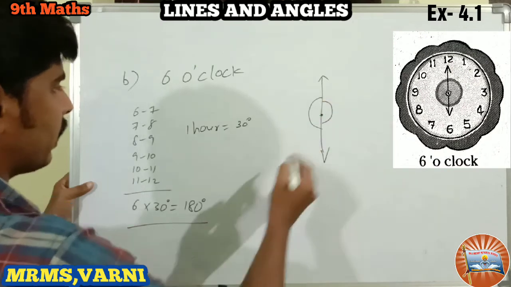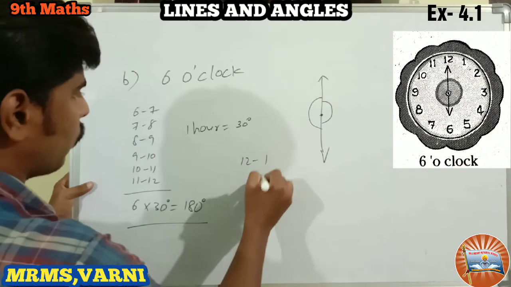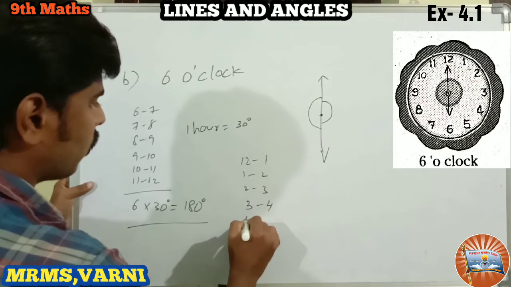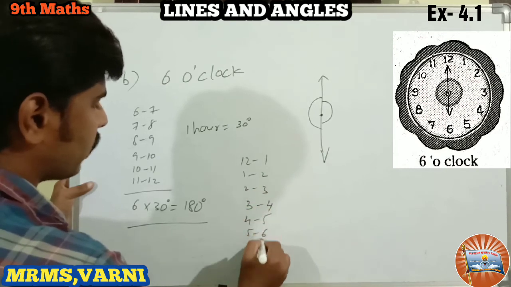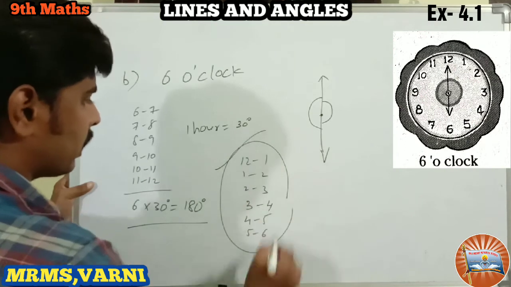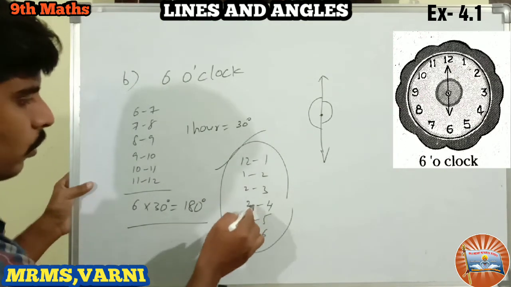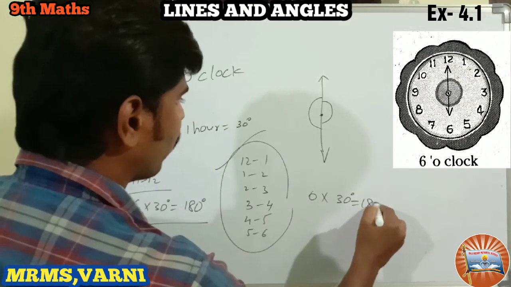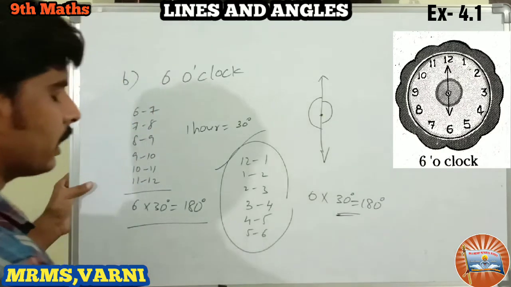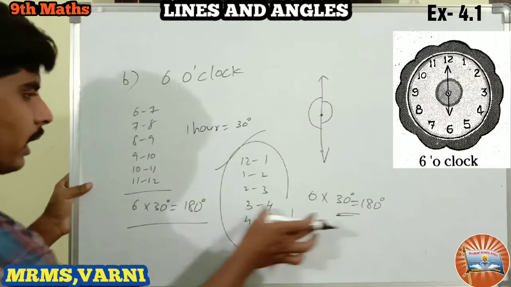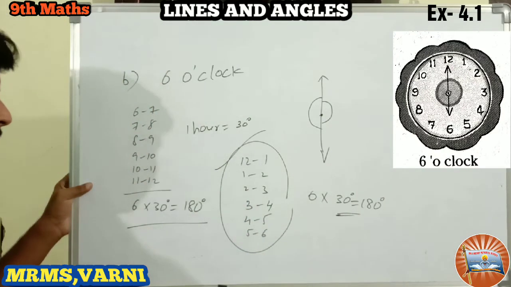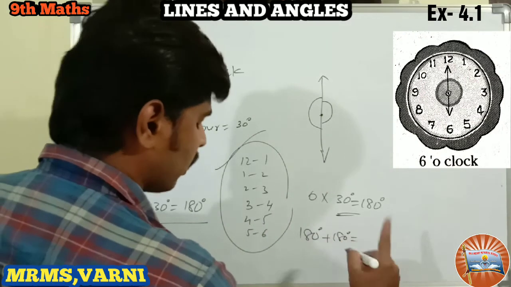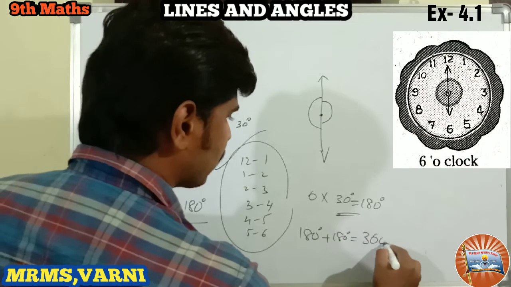Otherwise, if you count in the other direction, 12 to 1, 1 to 2, 2 to 3, 3 to 4, 4 to 5, 5 to 6, here it is also 6 hours. Again 6 into 30 is 180 degrees. In both cases it is a straight angle, that is why we get 180 degrees. If you sum 180 plus 180, we get the complete angle, that is 360 degrees.